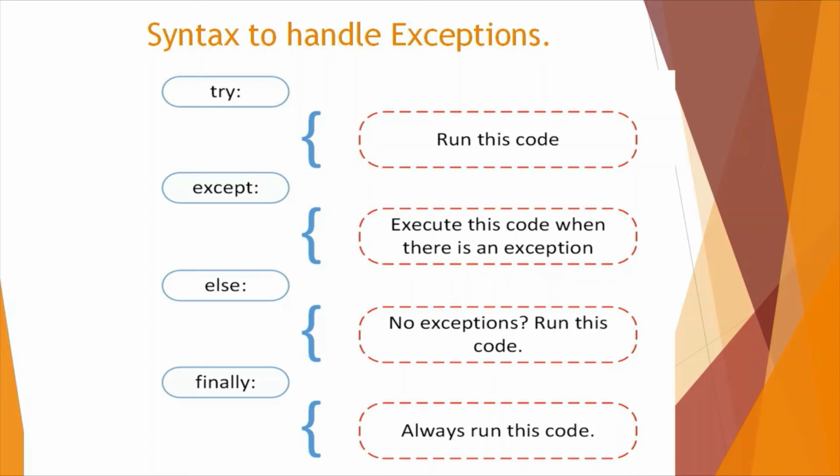It will first run the try block, and if it is okay it will run that code. But if there is an error, then it will run the except code, and if there are no exceptions then it will run the else code. And finally, this finally block will run no matter what. If there is an exception or there is no exception, this finally block will run no matter what. So let's have a look at all of them in our PyCharm.